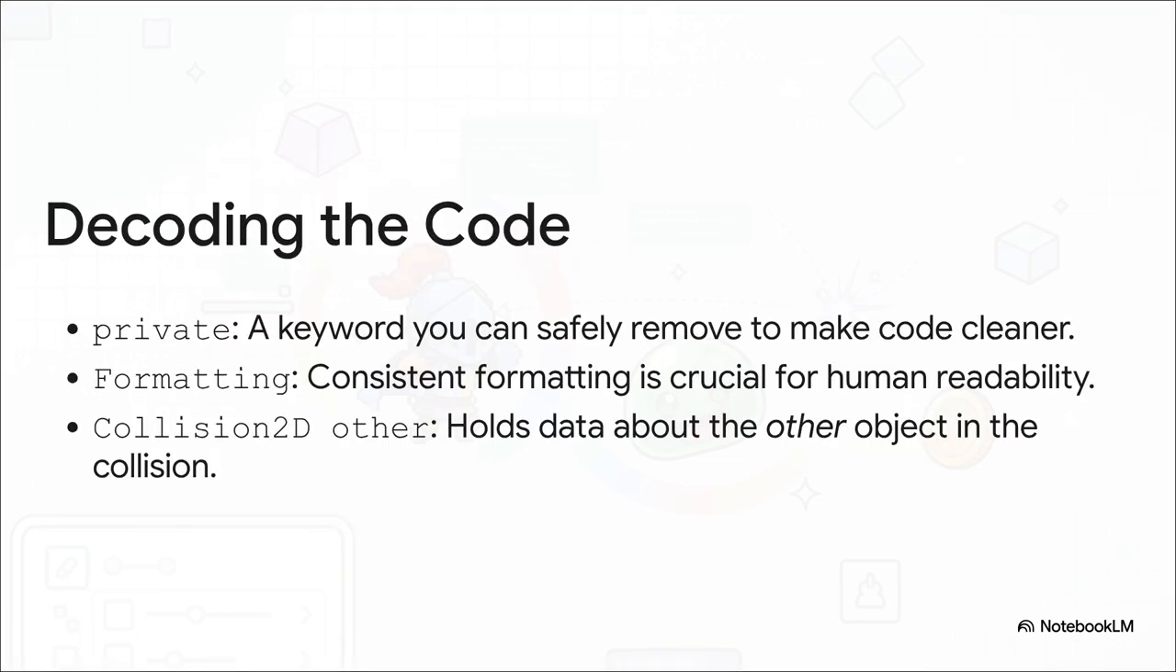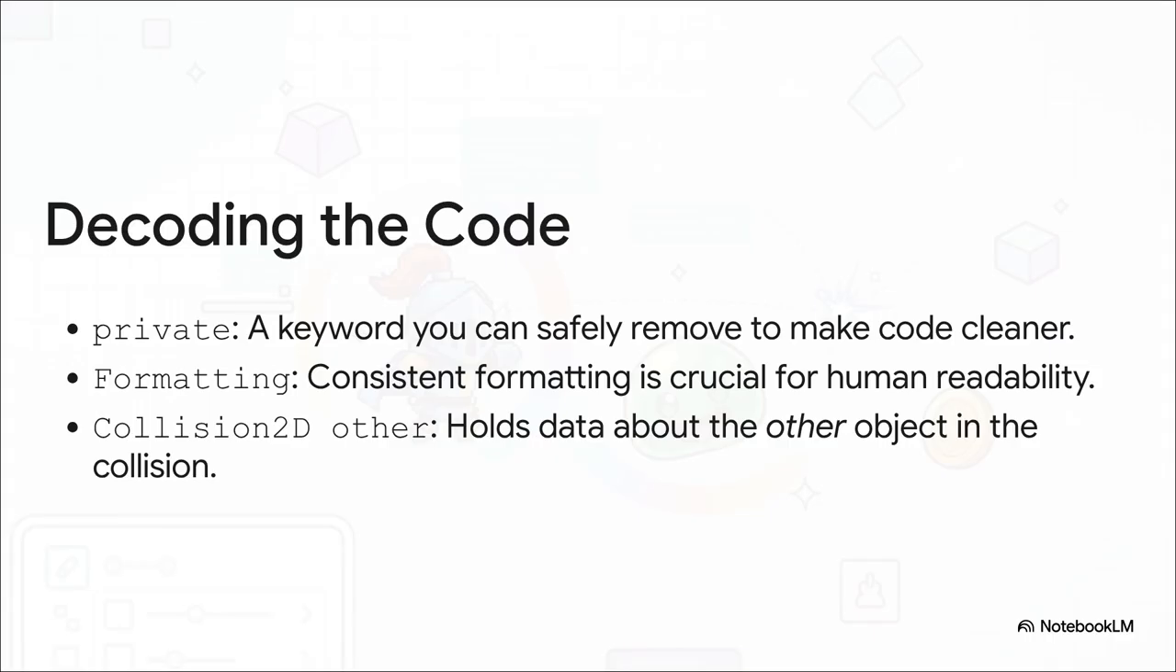Let's quickly break down what the editor just gave us. You might see the word private at the beginning. You can totally delete this to make the code look a bit cleaner. It's not going to change a thing for what we're doing. But the most important part, the really powerful part, is inside the parentheses, Collision2D other. This is a game changer.